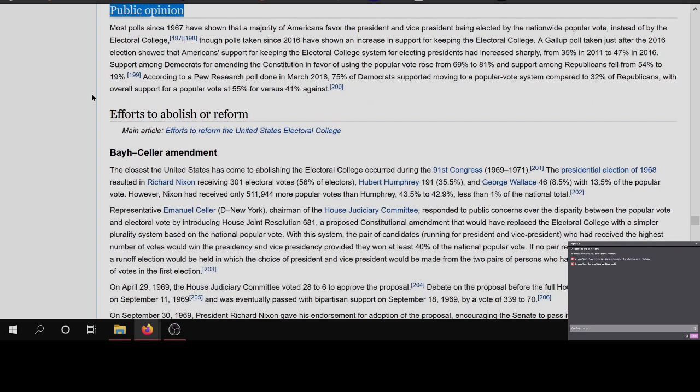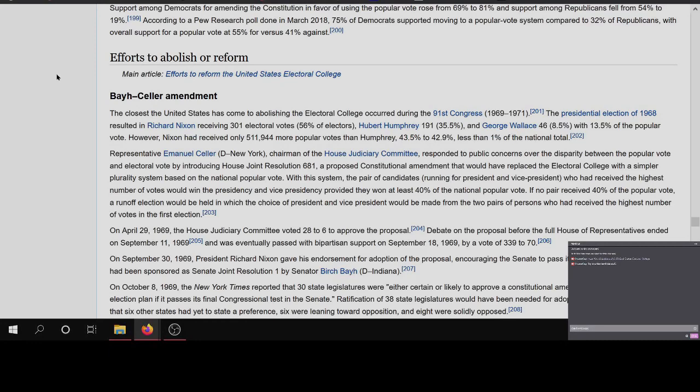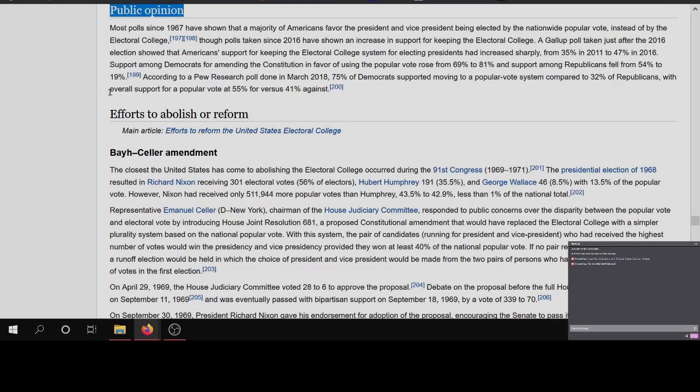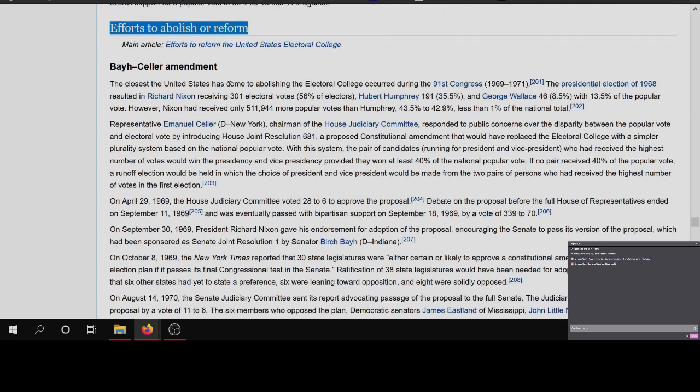Public opinion. So as I hear, most polls since 1967 have shown the majority of Americans favor the president and vice president being elected by the nationwide popular vote instead of by the Electoral College. So this was around the height of the Vietnam War, and you had more people looking at politics and government, which also led to 18-year-olds finally voting. So, important stuff. Efforts to abolish or reform.